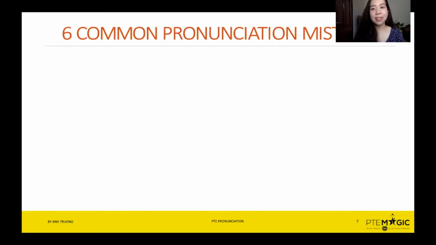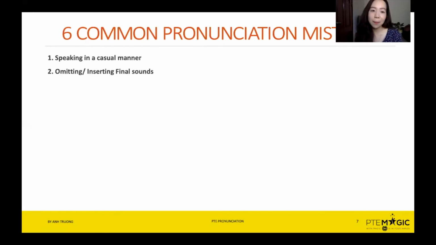Now let's talk about the 6 common pronunciation mistakes. The first one is speaking in a casual manner. Remember that you are taking the PTE Academic exam, and the first task of the speaking part itself is Read Aloud. So always remind yourself to be loud and clear instead of just mumbling, especially when there are many other people in the exam room speaking at the same time with you.